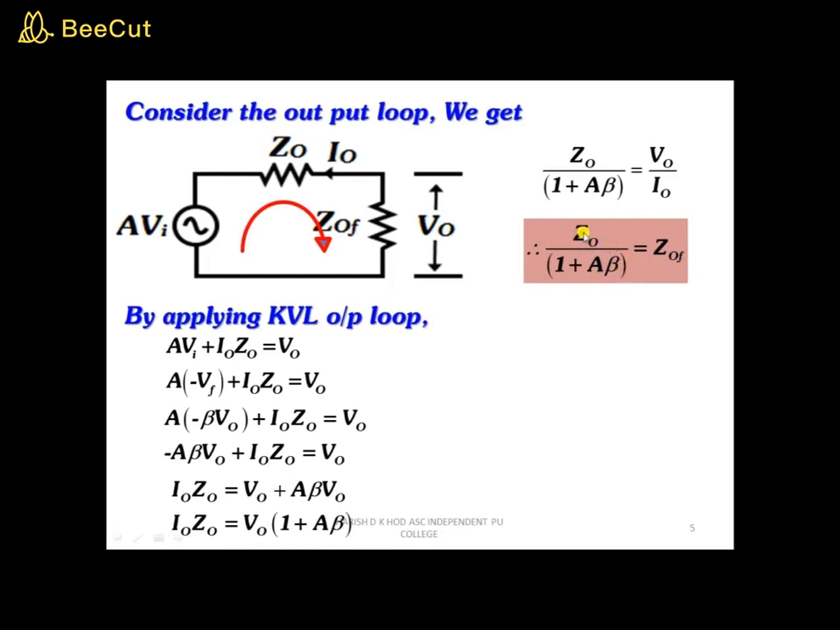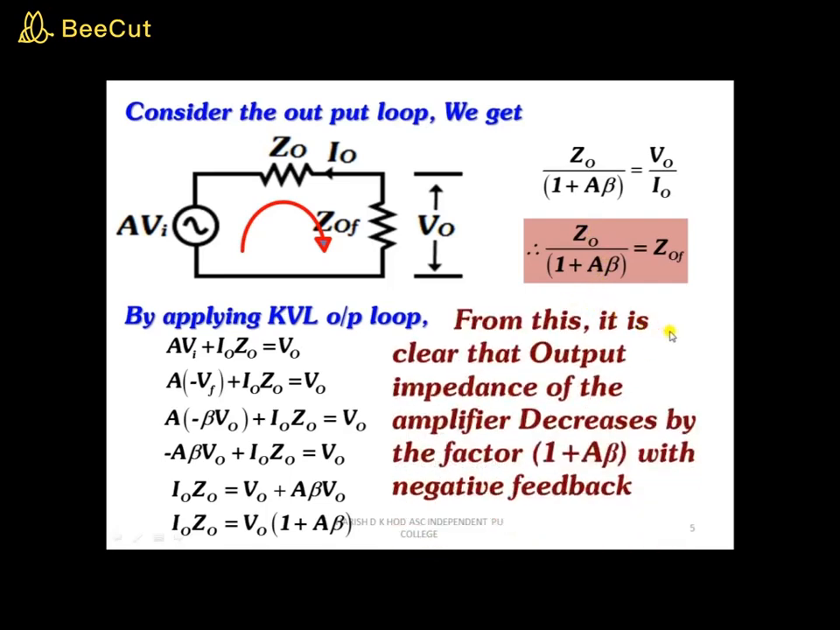That is, what was there before: ZOF is the output impedance of an amplifier with feedback, and ZO is the output impedance of an amplifier without feedback. So now what happened, the output impedance of an amplifier with feedback decreases by the factor 1 plus A beta when negative feedback is applied to an amplifier. Okay, so once again it is very clear from this equation that the output impedance of an amplifier decreases by a factor 1 plus A beta with negative feedback.